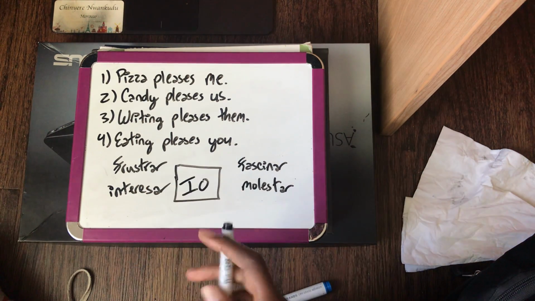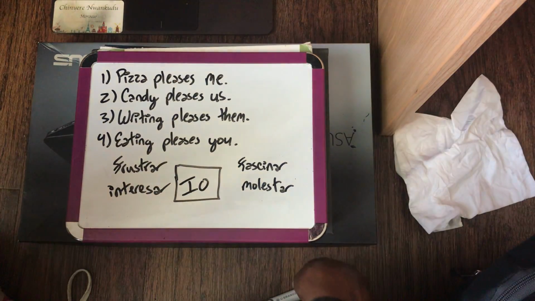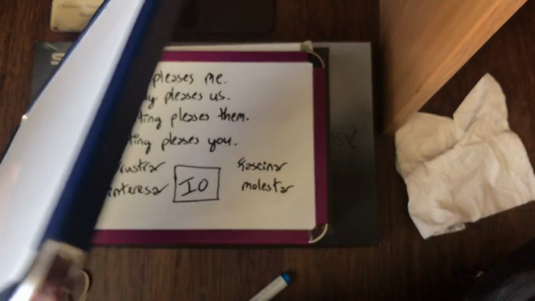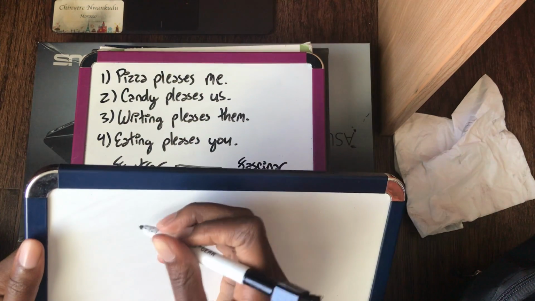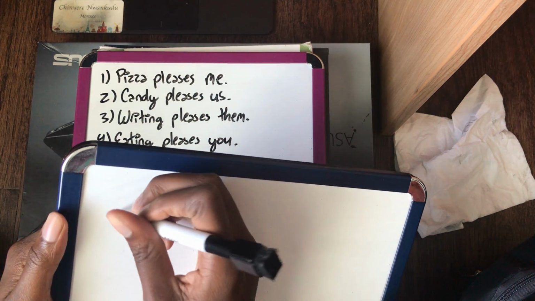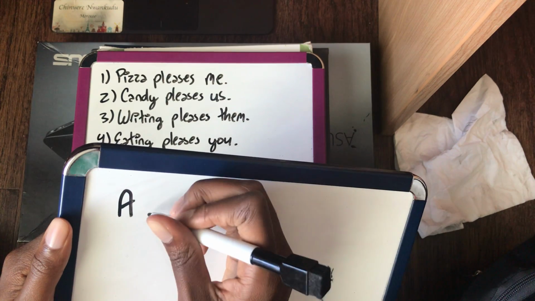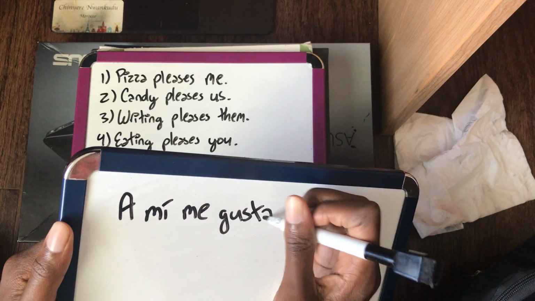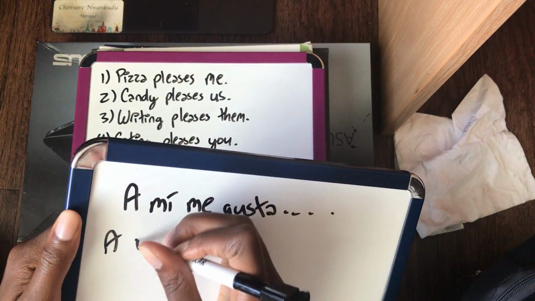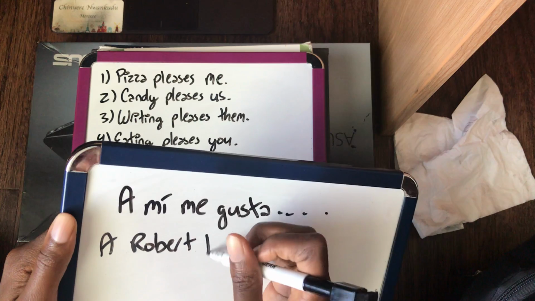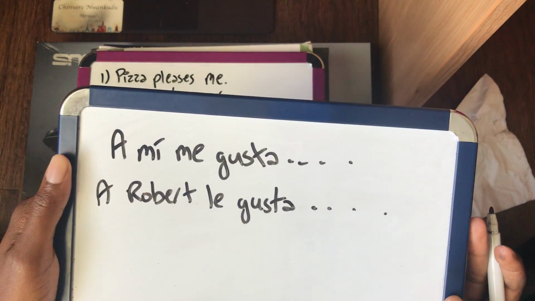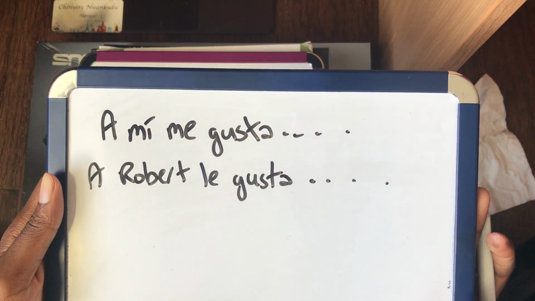Oh, and then just to go over one more time, because I like going over things, if you want to add emphasis to something or make something clearer, you can go in front of your indirect object and use this phrasing. A mí me gusta blank, blank, blank. A Robert le gusta blank, blank, blank. Okay, you can do this too.